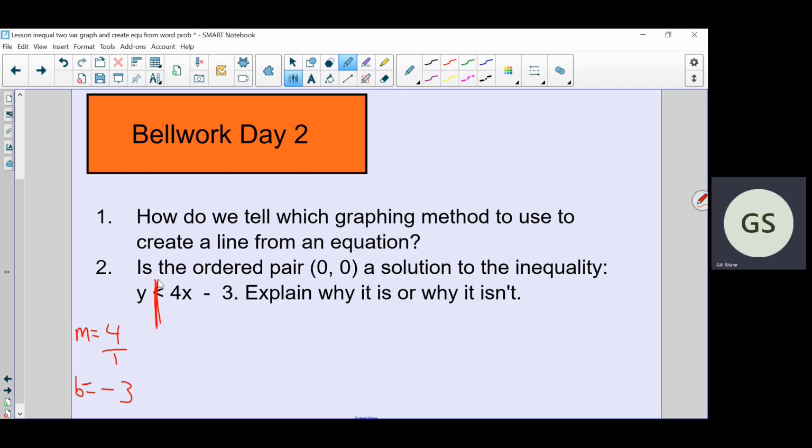Now, if we already had a fraction, like we already had 1/3 or 1/2 or 3/2, we wouldn't do this. We don't need to put it over 1 then. We already have a fraction.